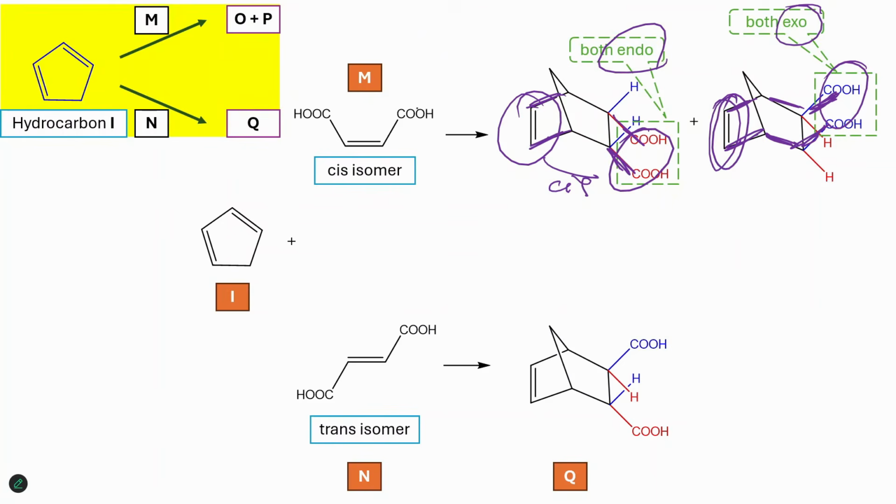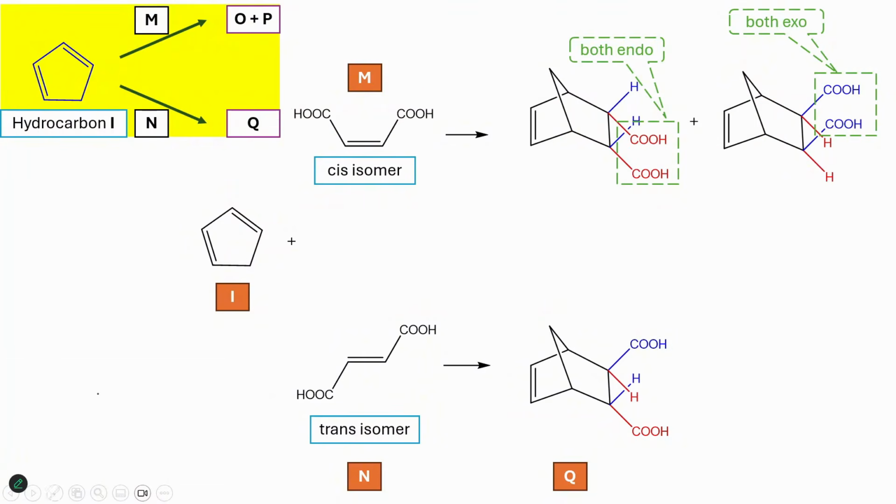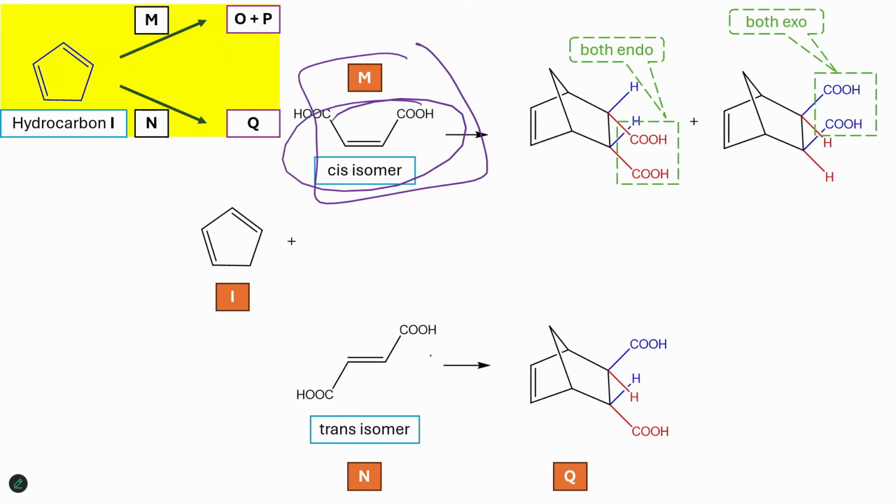So when you use the cis isomer, there is a chance that both of them are endo or both of them are exo. That's why one of them is going to be O and one of them is going to be P. And that makes M the cis isomer. If you remember, we had cis and trans, but we didn't know which one is N and which one is M. But now we know that the cis isomer should be M, because the cis isomer is the one that gives 2 products.